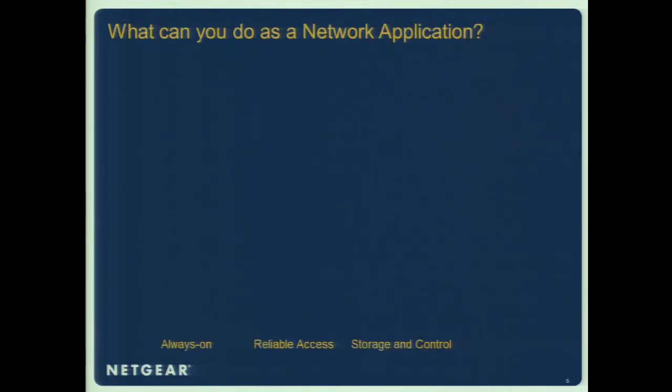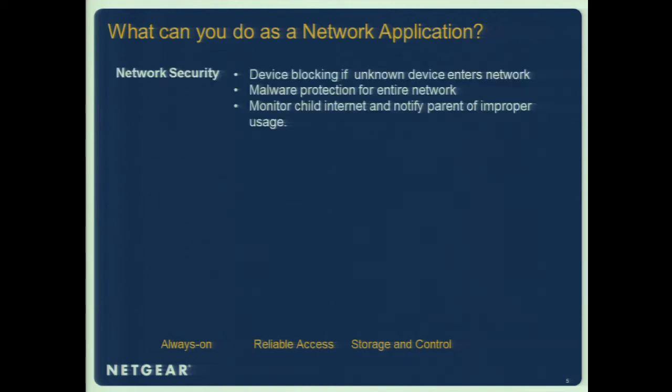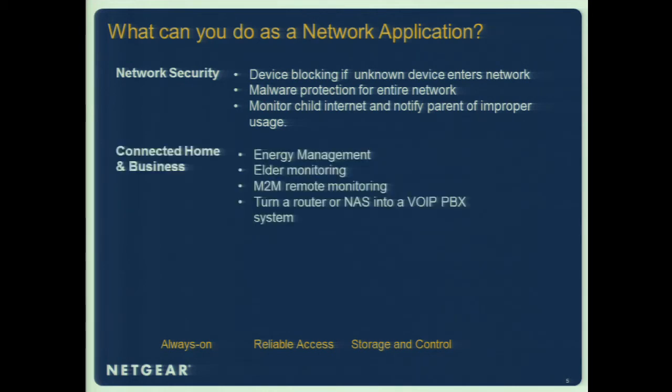So what can you do as a network application? We have these differences between mobile and network applications. What can you actually do with that? That's one of the biggest questions we've gotten on the show floor in the past couple of days. Well, there's actually quite a lot. First of all, there are some of the obvious things like network security. Use cases like monitoring your internet usage and notifying you if something improper is happening. There are connected home types of applications as well.